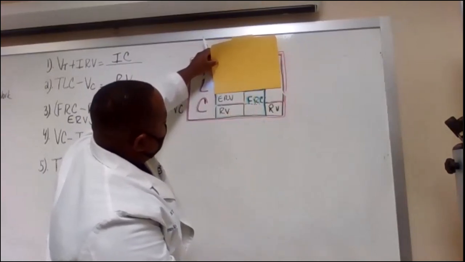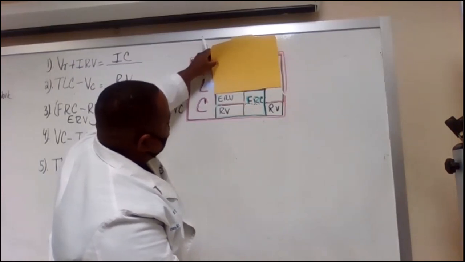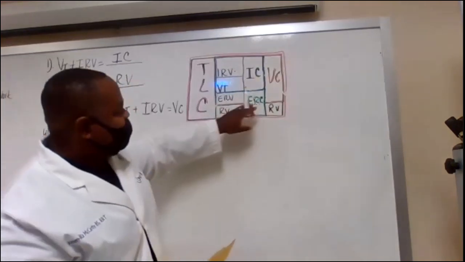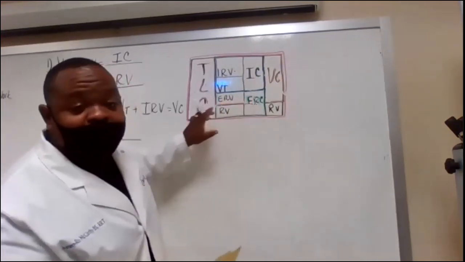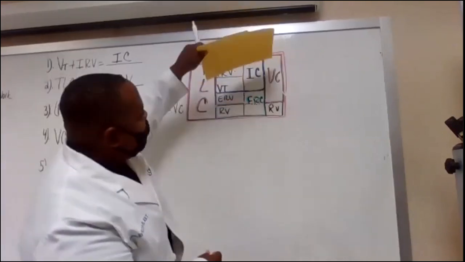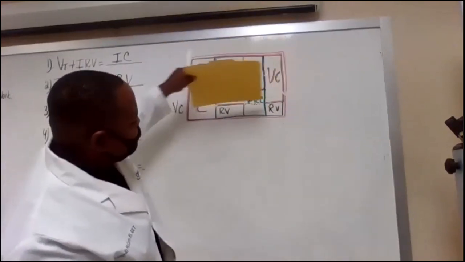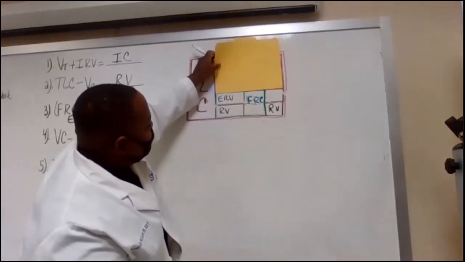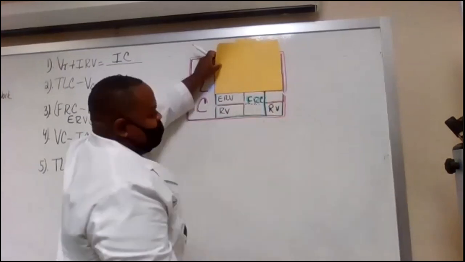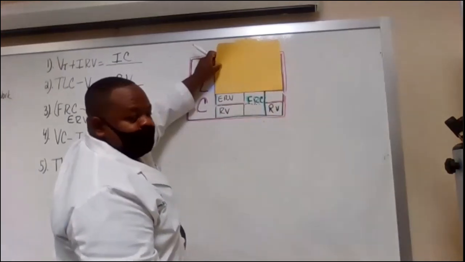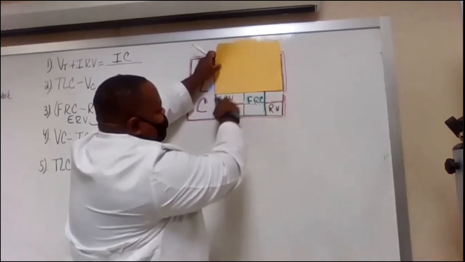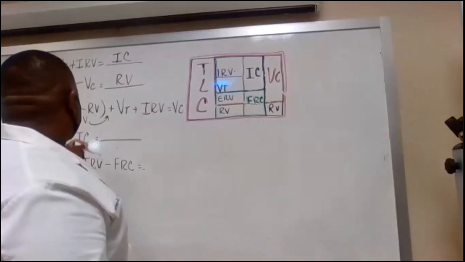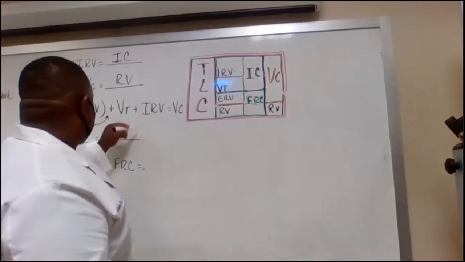Not ERV, what is it? FRC. FRC and ERV? No, not FRC and ERV. FRC, the whole thing. Yeah. So if I have the whole vital capacity, and I take away the inspiratory capacity, then what's left is FRC. That's what's left, right? FRC.